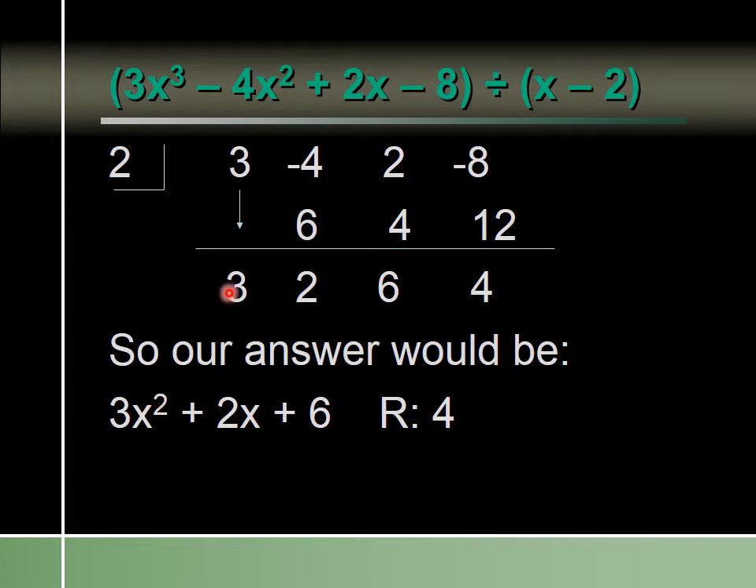So I get 3, and that comes from this 3 here, 3x squared, plus 2x, and that 2 comes from this, plus 6, which comes from this, okay? Well, I just did plus 6, and 6 is my constant for my answer, which means that this number left over is my remainder. I have a remainder of 4.